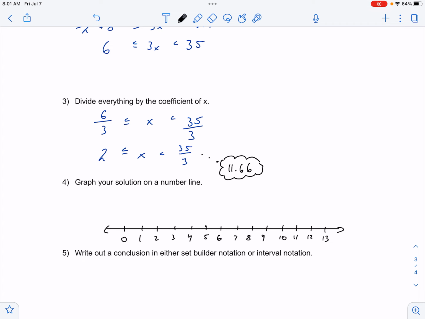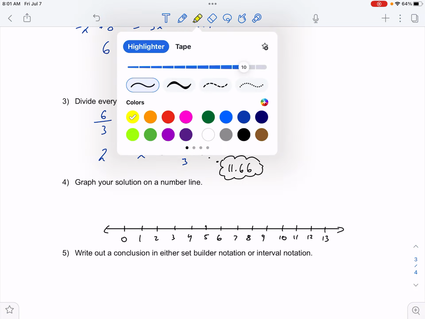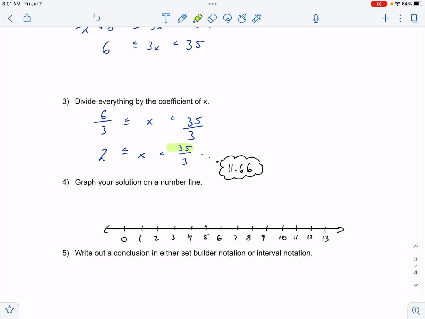Okay. So we've got 2 different inequalities here. Let's graph this one first: x is less than 35 over 3. In this case, I am drawing a circle, but I'm not coloring it in, because it is not included. And I'm going to follow my less than sign to draw my arrow this way.